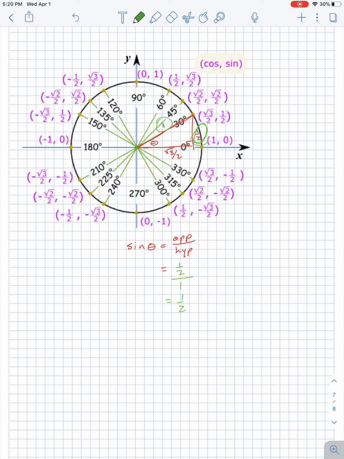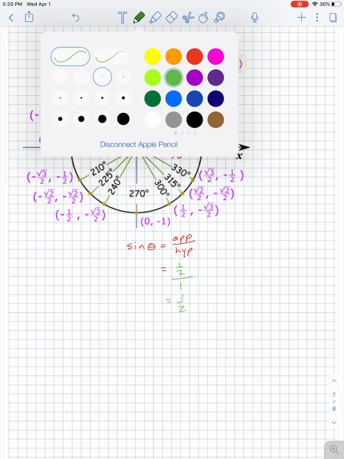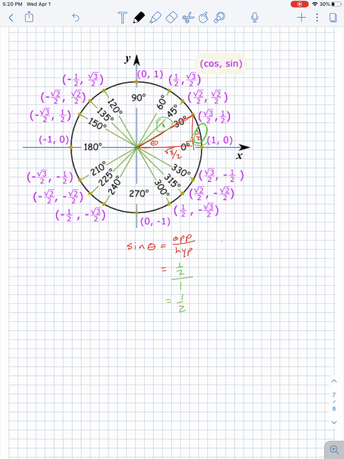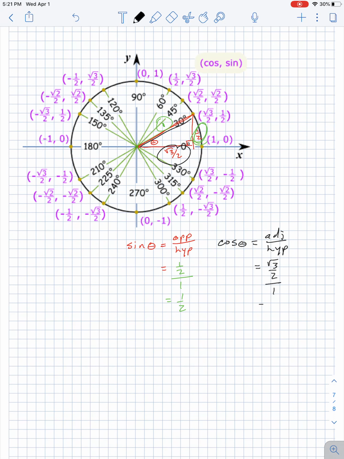All right, and then let's look at what's the cosine. I've gotten wonky with my colors here. I'm going back to black. Okay, cosine theta. Cosine is adjacent over hypotenuse. And the adjacent side of this red triangle is root 3 over 2. And the hypotenuse, again, is 1. So over 1, which is just root 3 over 2. What does this boil down to?